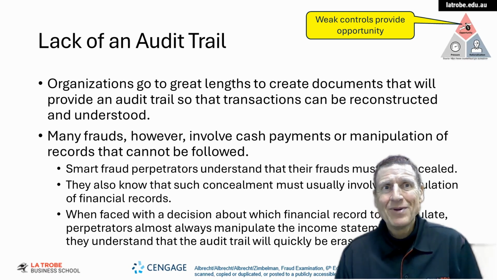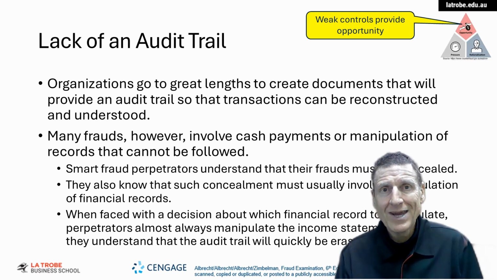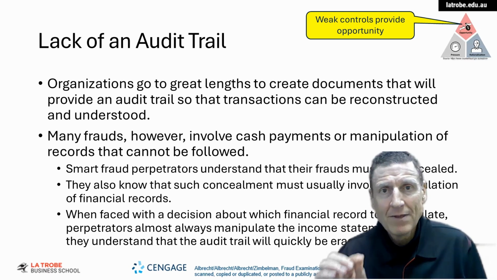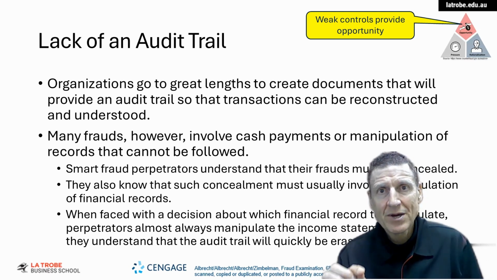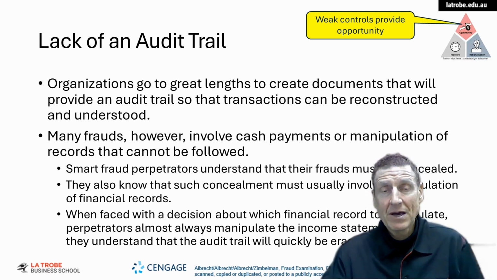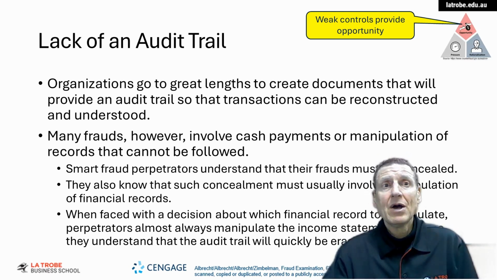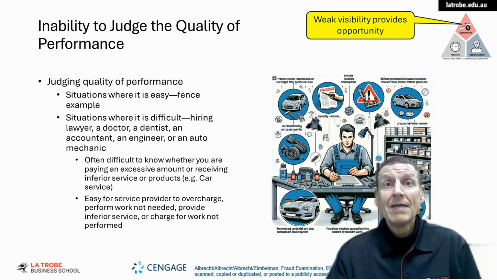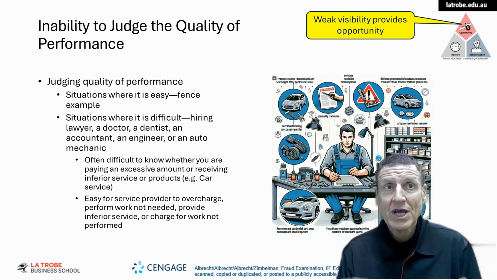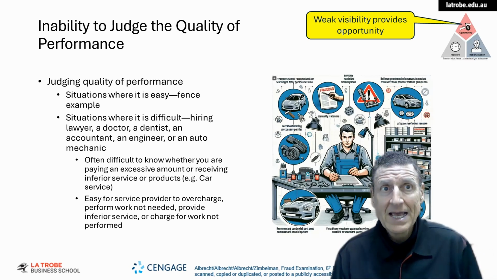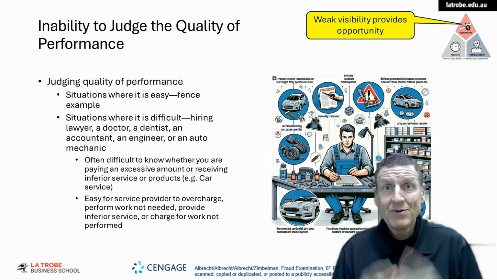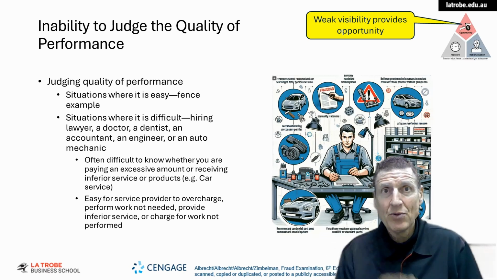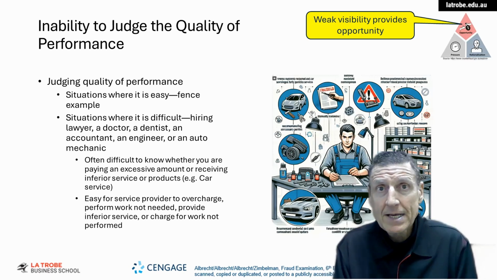All right. So if you have a proper audit trail, it is more difficult for the fraudsters to conceal the act of theft. All right. So let's go on to the next idea about opportunities for fraud: the inability to judge the quality of performance. And the best example I can give you is my little friend up here, and you know who he is. He is a car mechanic.